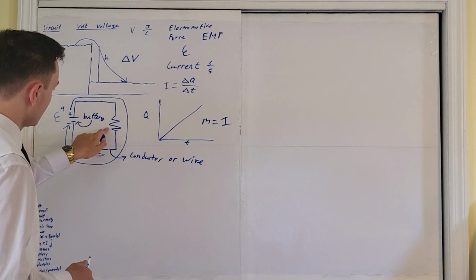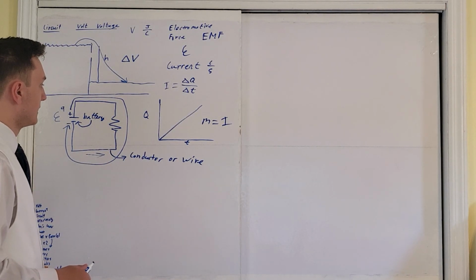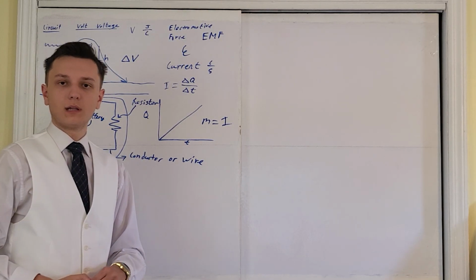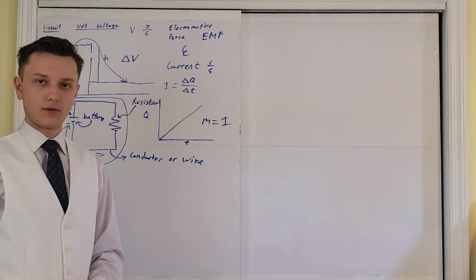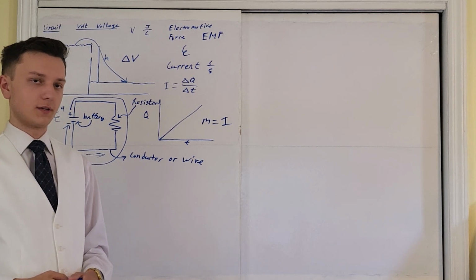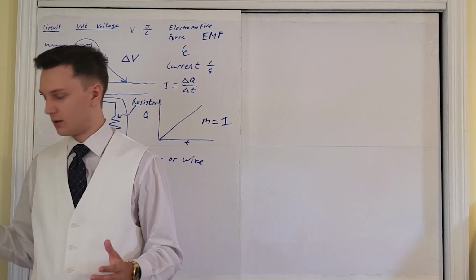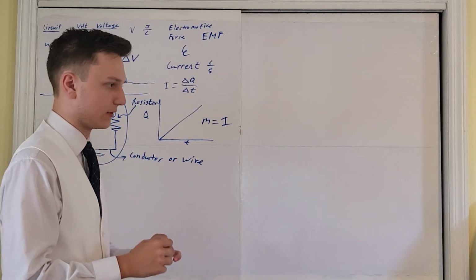Okay. This right here, what does this symbol mean? This is a resistor. A resistor, as the name implies, resists the flow of current. It resists the flow of electrons. And how does it do that? It's useful to understand how it works on a molecular level, okay?